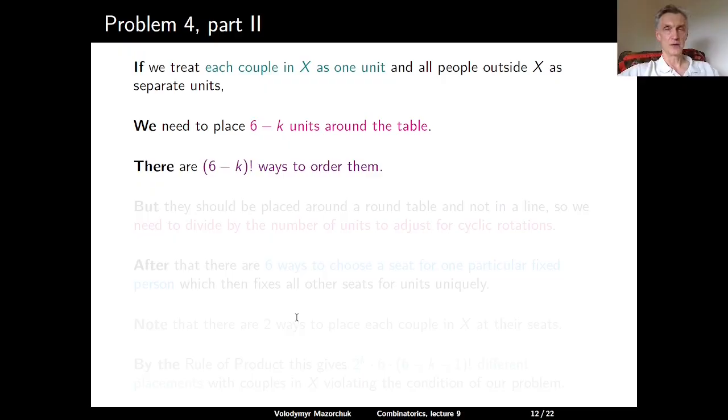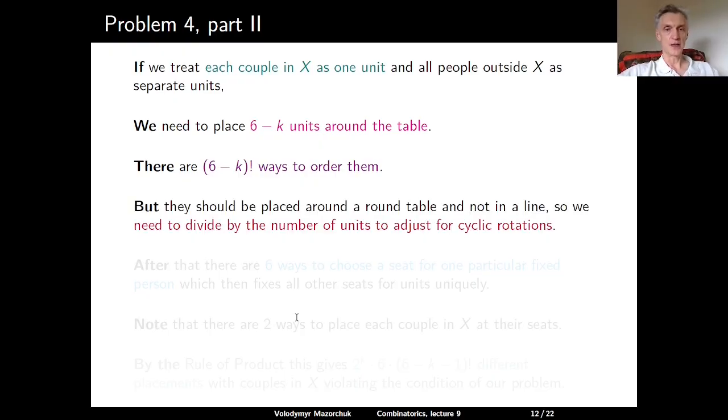So we can order 6 minus k units in (6 minus k) factorial different ways, but we are supposed to place them around a round table, so we need to adjust for rotations. In order to adjust for rotations, we should divide by their number, because as many units, as many times you can rotate them around the table. So this gives us (6 minus k minus 1) factorial different ways.